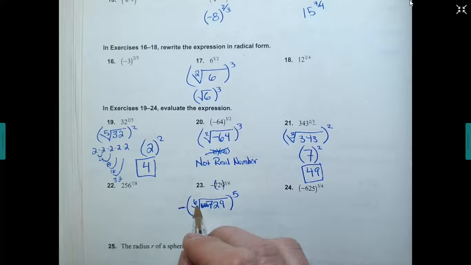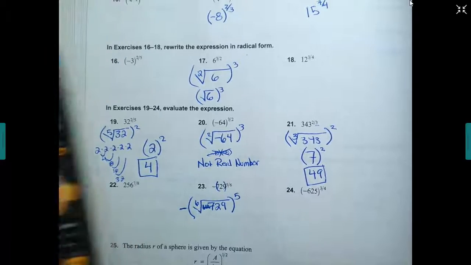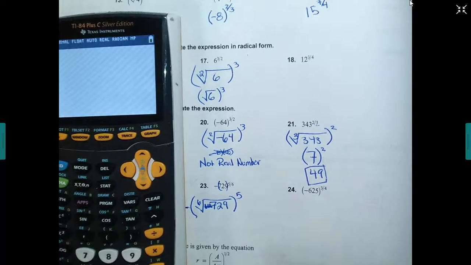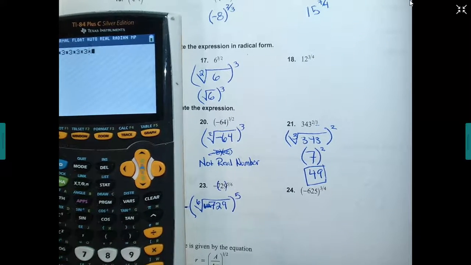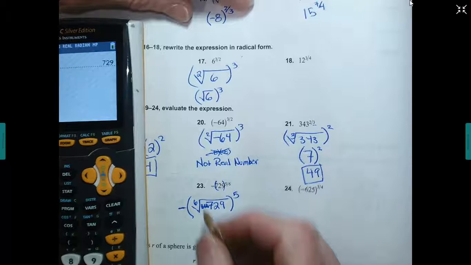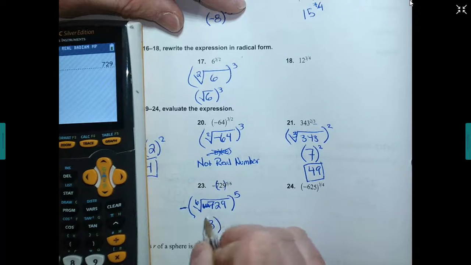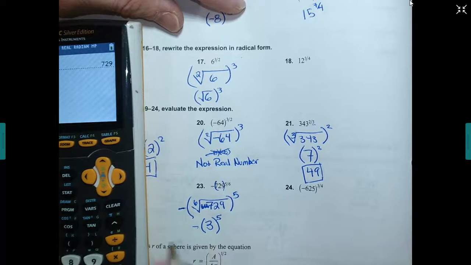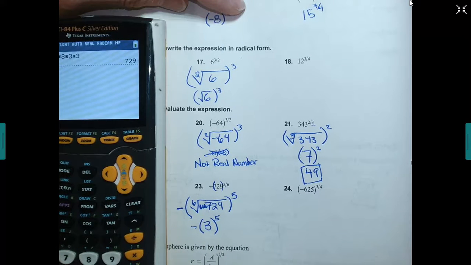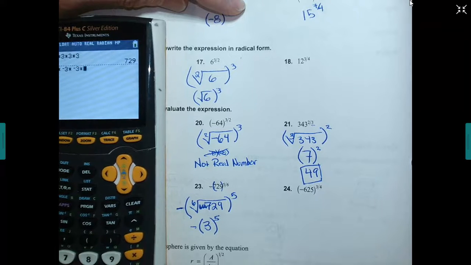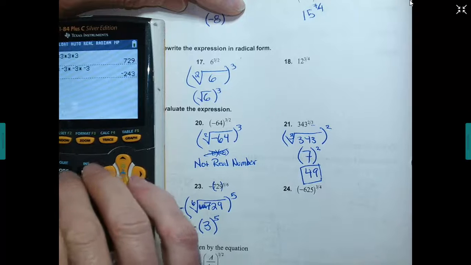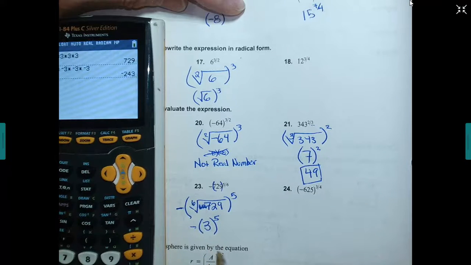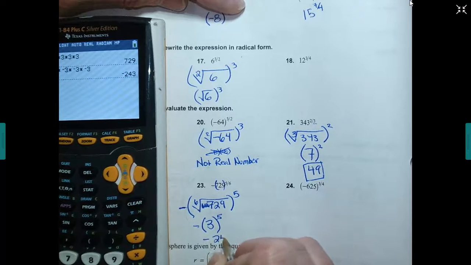So what times itself 6 times gets me to 729? Did I do this one already? Let's try 3. 6 times. 1, 2, 3, 4, 5, 6. Yep. So I have 3 to the 5th power. So I bring down my negative, I bring down my 5. So negative 3, 2, 3, 4, 5. 1, 2, 3, 4, 5. So I get negative 243.